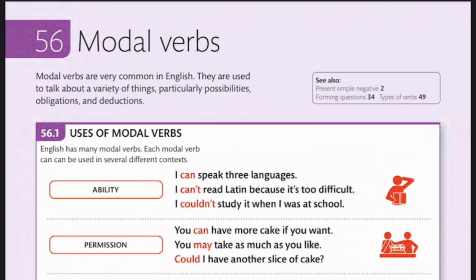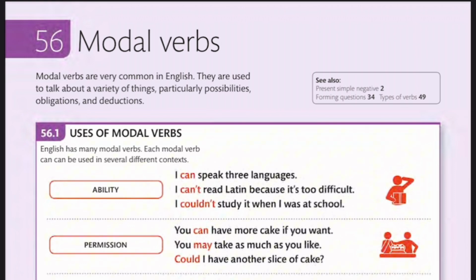Now, uses of modal verbs. English has many modal verbs, and each modal verb can be used in different contexts. Let's talk about ability. We can use can and could. Can and could are majorly used to express ability. That is, when you have the physical power or financial power to do something, the ability to do something.